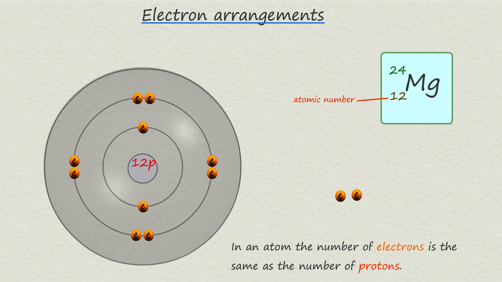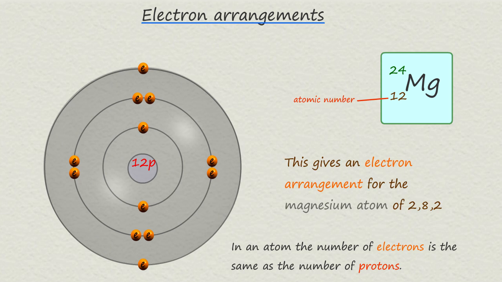With the 2 electrons in the first shell and 8 electrons in the second shell, we have placed a total of 10 out of the 12 electrons present in the magnesium atom. This leaves 2 electrons to go into the third shell or energy level. Now remember, the electrons are negatively charged and so will repel each other. So put these 2 electrons as far apart as possible in the third shell. We now have 2 electrons in the first shell, 8 electrons in the second shell, and 2 electrons in the third shell or energy level. This means we have an electron arrangement of 2, 8, 2 for the magnesium atom.